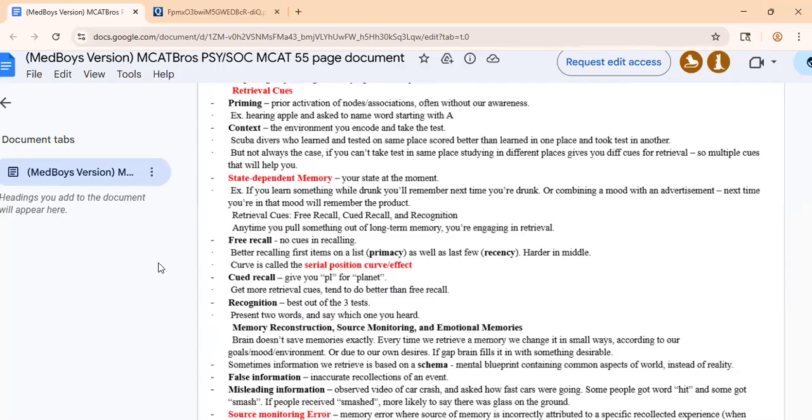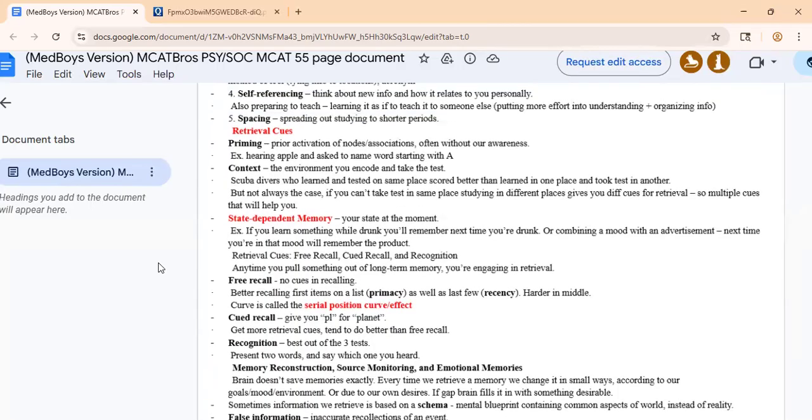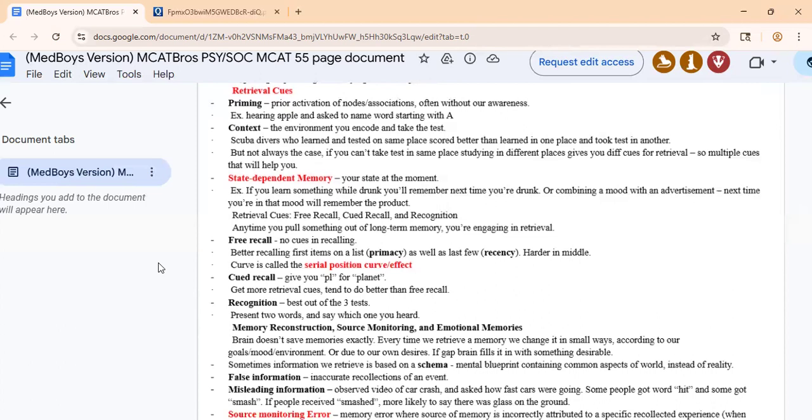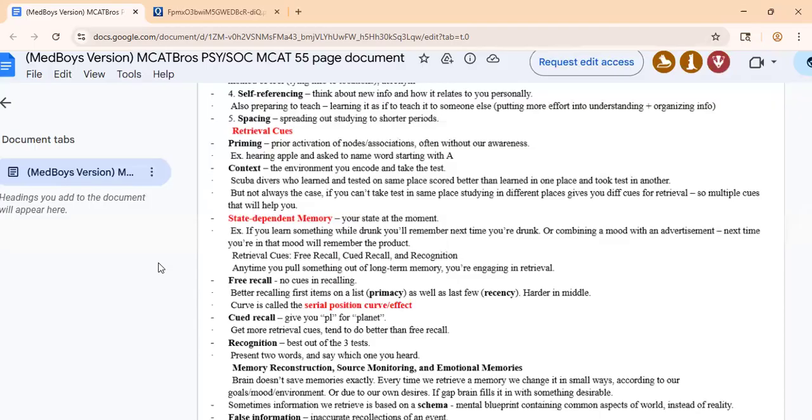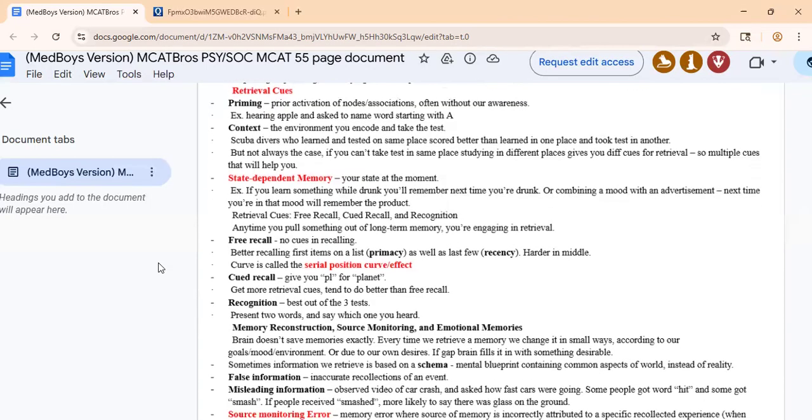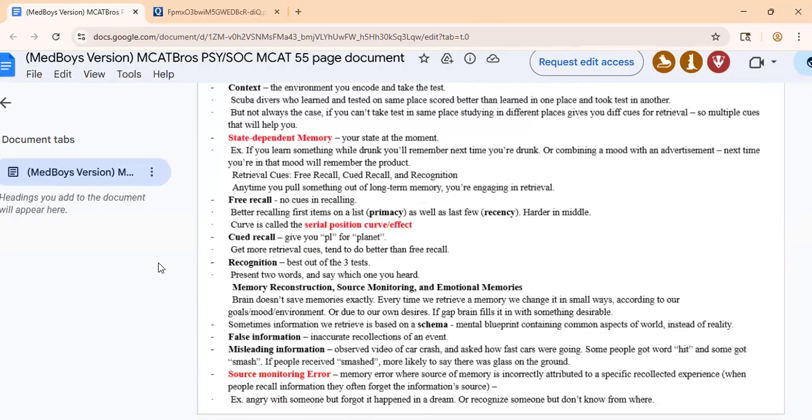Priming is basically having prior information in association with whatever you're learning. Context is just the environment in which you learn the information. So if you're taking a practice test, it's important to make sure you're taking that practice exam in the environment you're going to be taking it in, at full length. You want to be in a quiet area. You want to have your breaks, your short break, your long break. So context is basically what it's talking about.